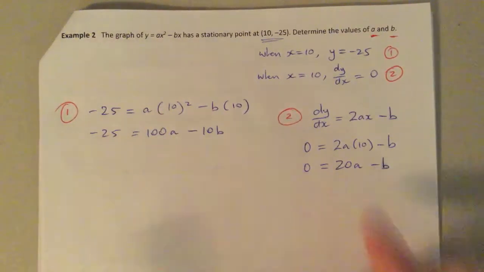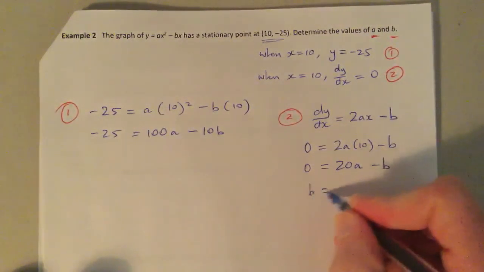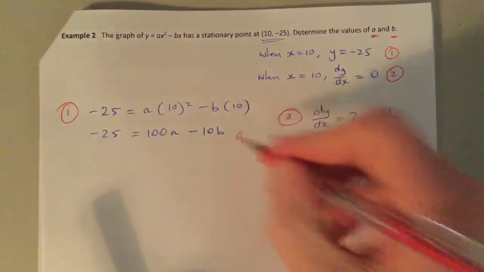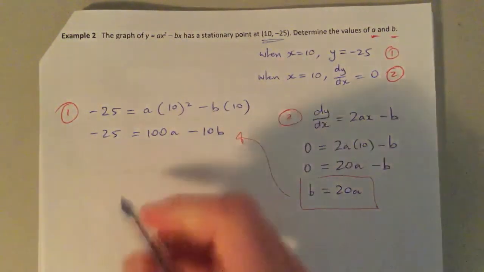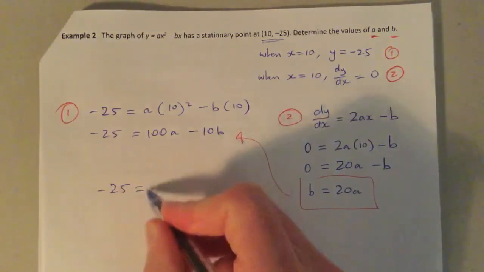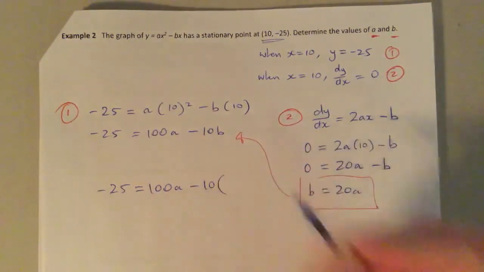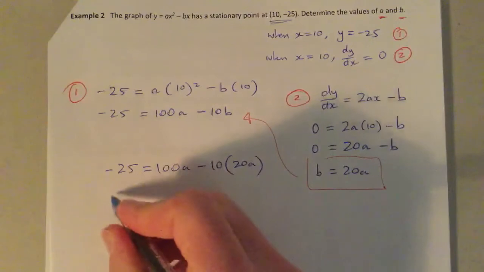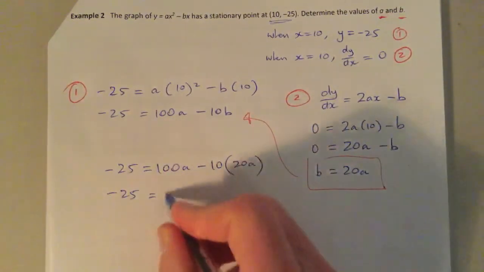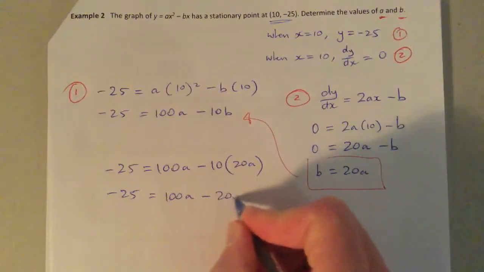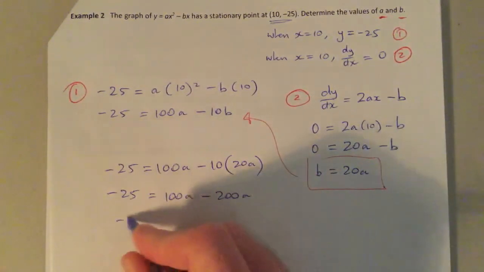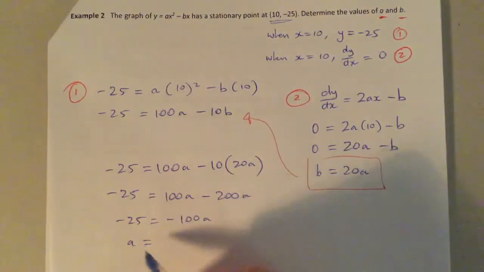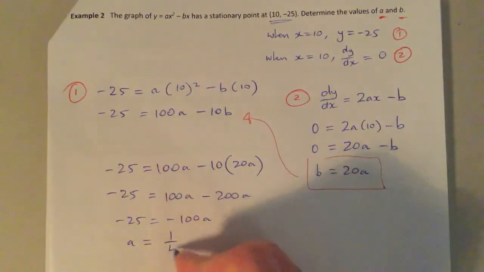Probably going to start with this one here because I can easily flip this to just say b equals 20a, right? And that's a nice easy one to substitute into the other equation. And so if we let b equal 20a, we're going to get negative 25 equals 100a minus 10 times 20a. All right, so we're substituting that in. And that gives us 100a minus 200a on the right hand side, and so we're going to get negative 25 equals negative 100a, and so a equals negative 25 divided by negative 100, that's going to be 1/4.